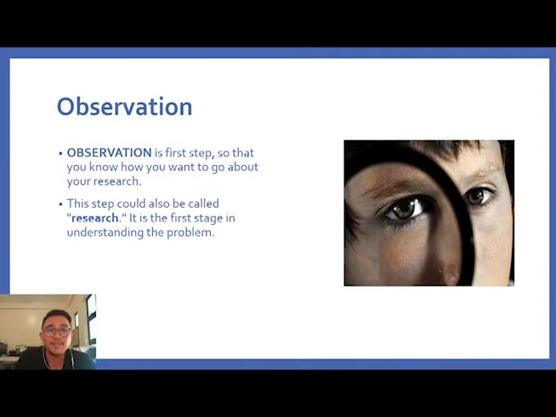Observation is the first step so that you know how you want to go about your research. This step could also be called research. It is the first stage in understanding the problem. After you decide on a topic and narrow it down to a specific question, you will need to research everything that you can find about it. You can collect information from your own experiences, books, and the internet, or even smaller unofficial experiments.